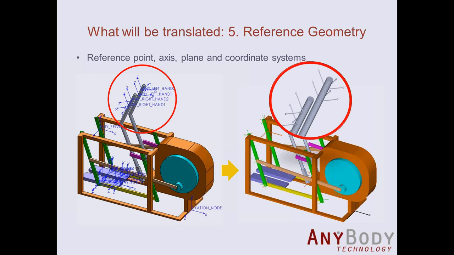SolidWorks provides users some reference geometry modeling functions such as reference point, axis, plane, and coordinate systems. SolidWorks2AnyBody will translate all of them into AnyRefNode objects automatically. On the left-hand side, we can see that this SolidWorks assembly has several user-defined reference coordinate system objects. On the right-hand side, all these reference coordinate system objects can be translated as AnyRefNode objects.